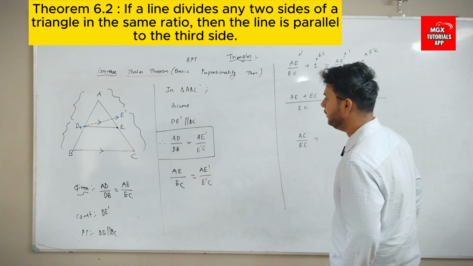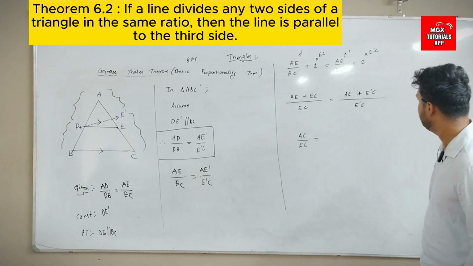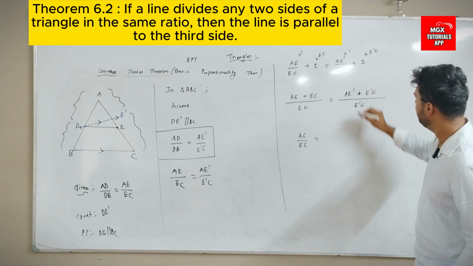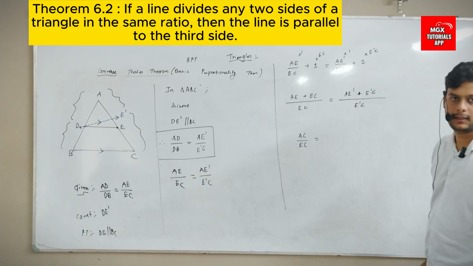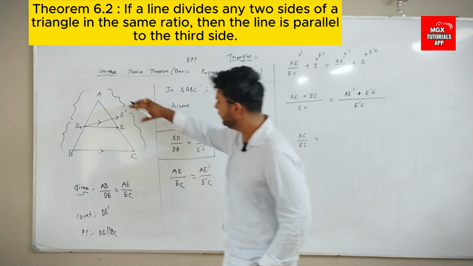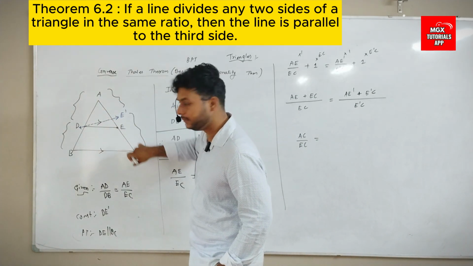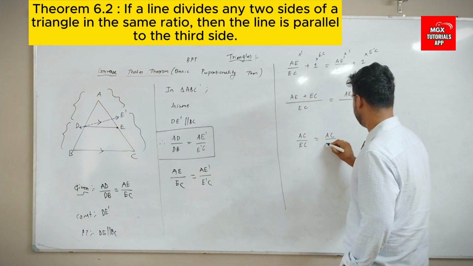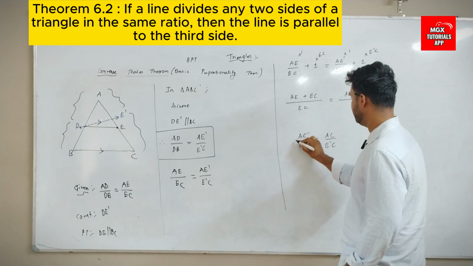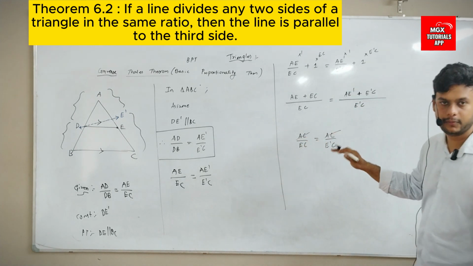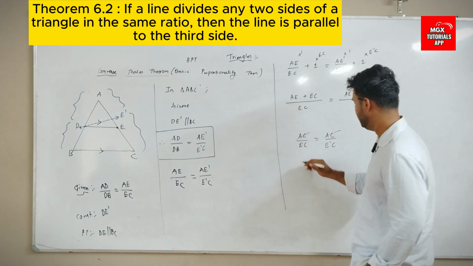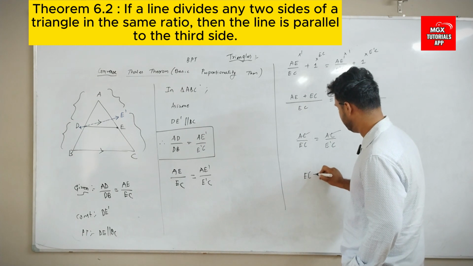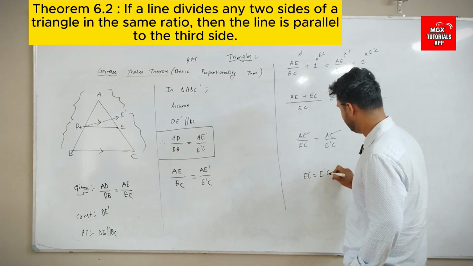Similarly, AE dash plus E dash C. AE dash is here, AE dash plus E dash C. Again, I will get full AC. AC by E dash C. AC cancels on both sides in the numerator. So EC is equal to what I got, E dash C. Any doubts here?